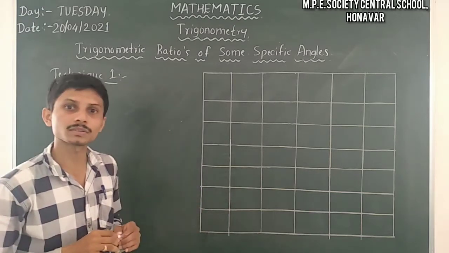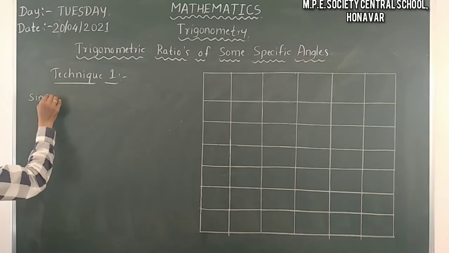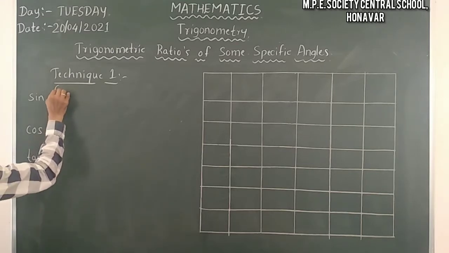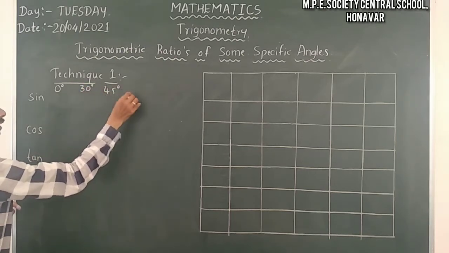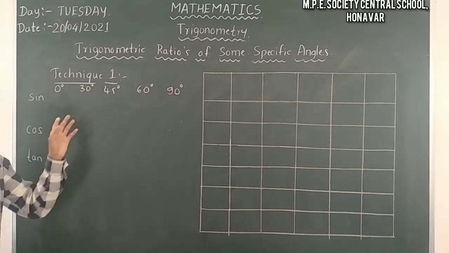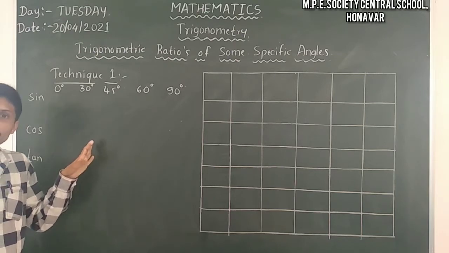So firstly we have to take sine and cos and tan. Once you have the sine function and cos function both, you can find the tan function. Here it is the same thing. And here we have to take 0 degree, 30 degree, 45 degree, 60 degree and 90 degree. So there are 5 angles, and related to those we have to find all the values.